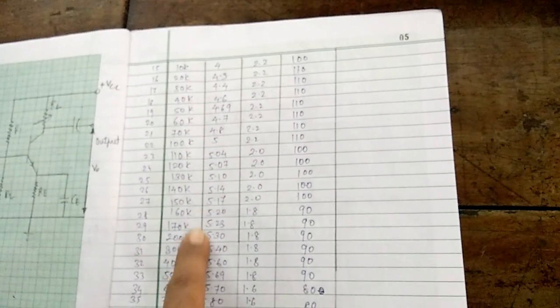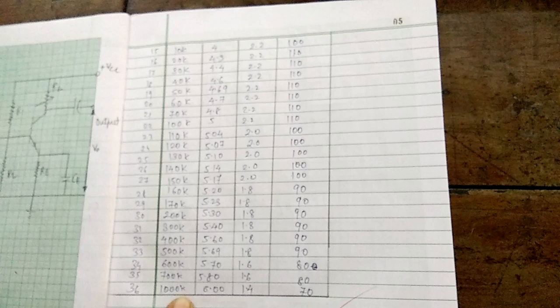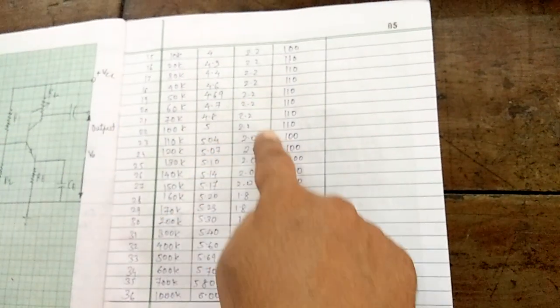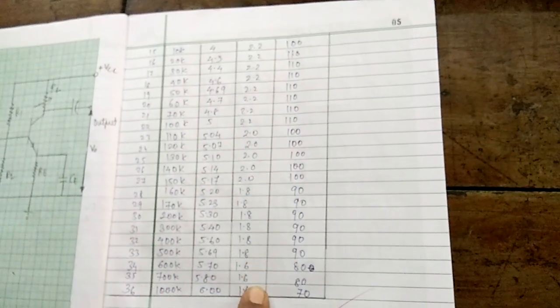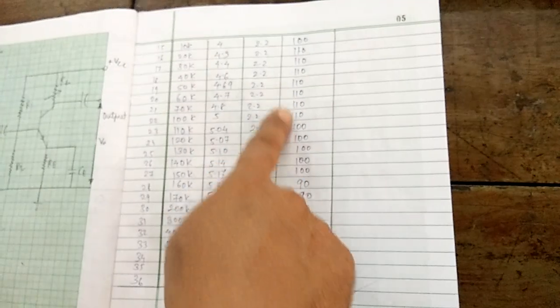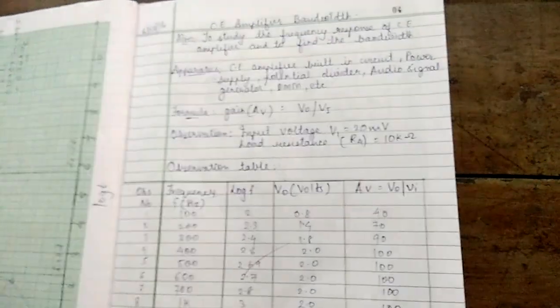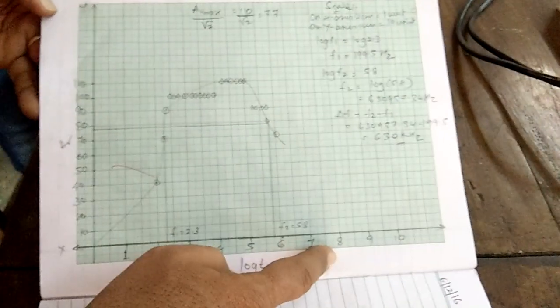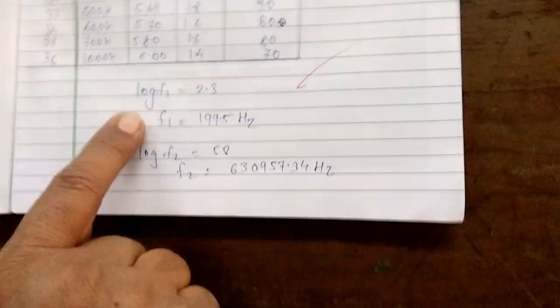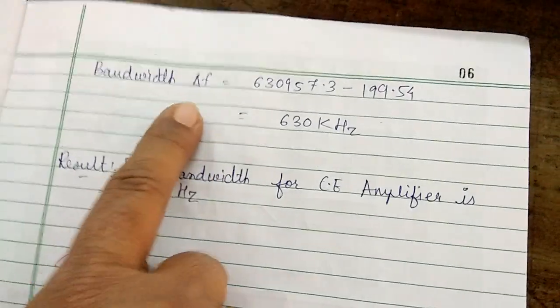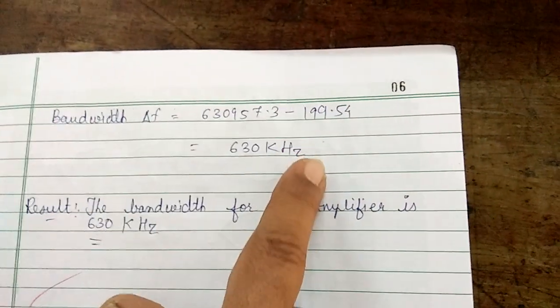You will find that for higher frequency, as you go on increasing up to 1000k, the values remain constant and then reduce to a low value. For that, the corresponding gains have been found out, and the graph is plotted for gain and frequency, and from this you have to find out log f1 and log f2, take the anti-log of that and find out delta f, that is the bandwidth between these two.